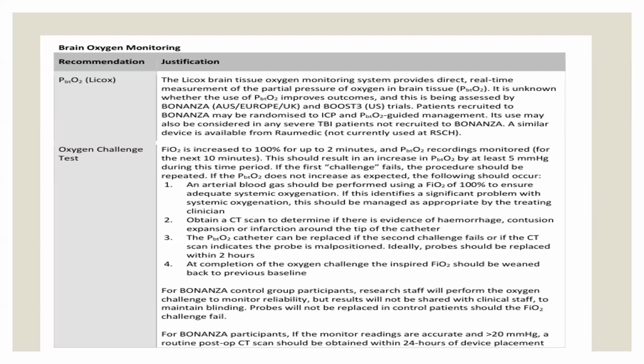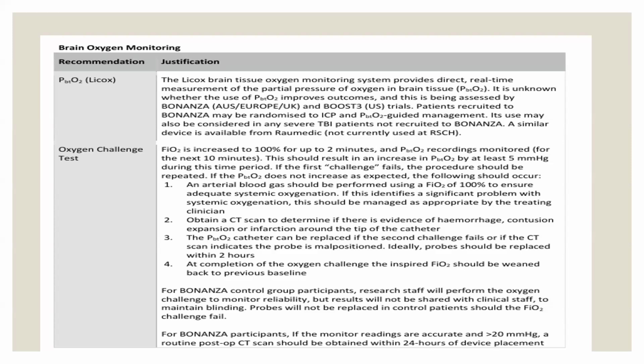So FiO2 is increased to 100% for up to 2 minutes, and brain oxygenation is monitored. This should result in an increase in brain oxygenation by at least 5 mmHg. If the first challenge fails, the procedure should be repeated. If the brain oxygenation does not increase as expected, the following should occur. An arterial blood gas should be performed using FiO2 of 100% to ensure adequate systemic oxygenation. If this identifies a significant problem with systemic oxygenation, this should be managed as appropriate by the treating clinician.